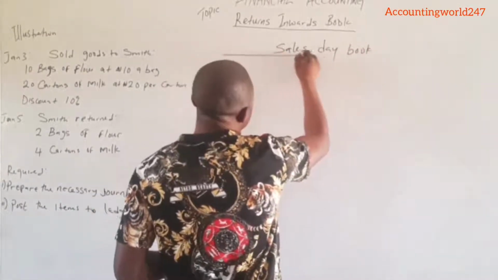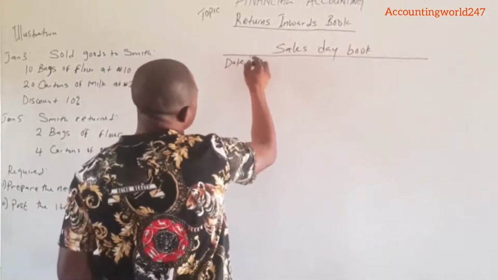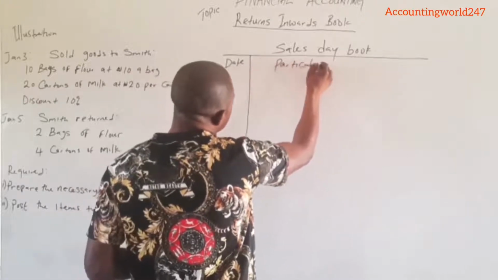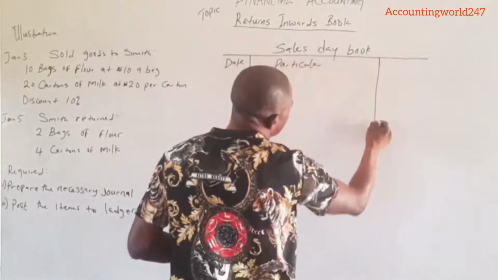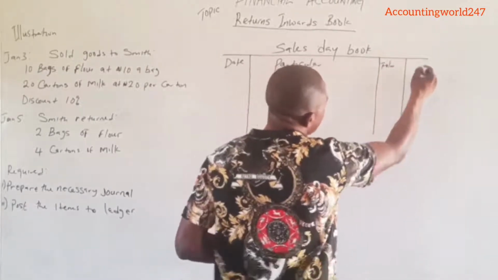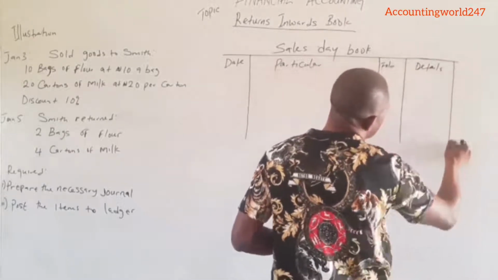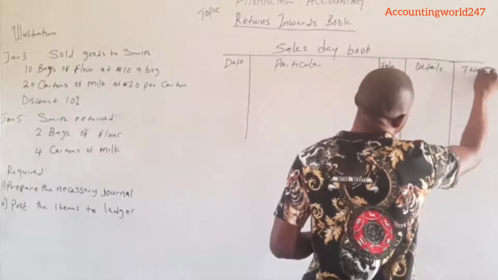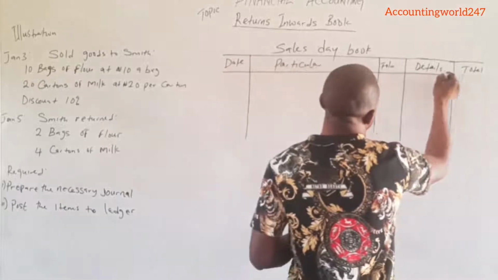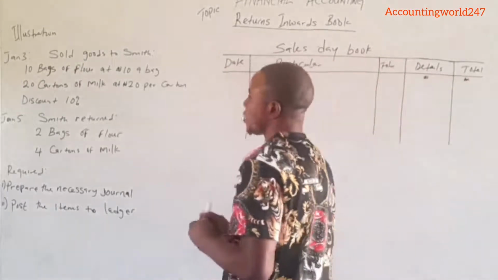Now, we have a date of the event. We have a particular, which is the description. We have the folio. We have the details. Then we have the total. The naira sign. Now, let's take the question one after the other.